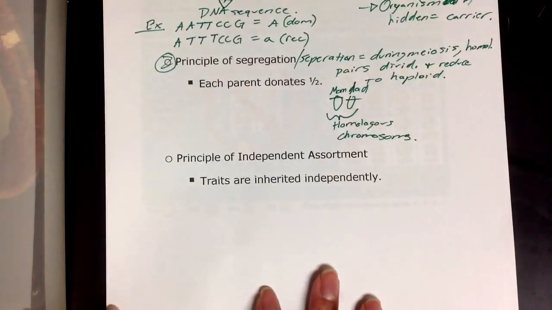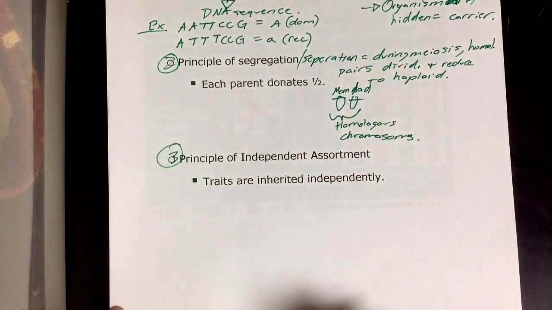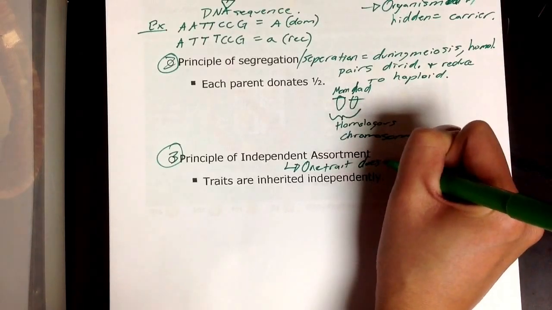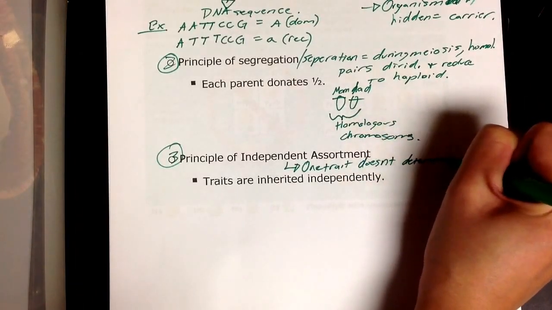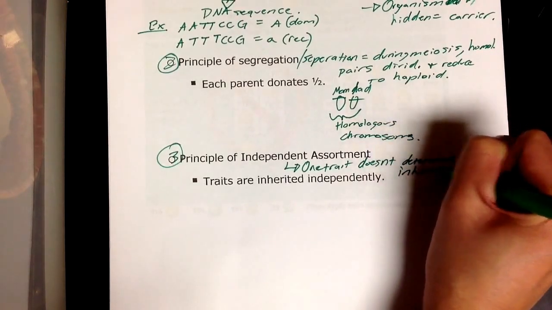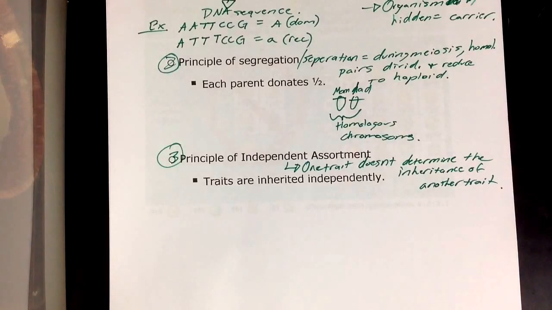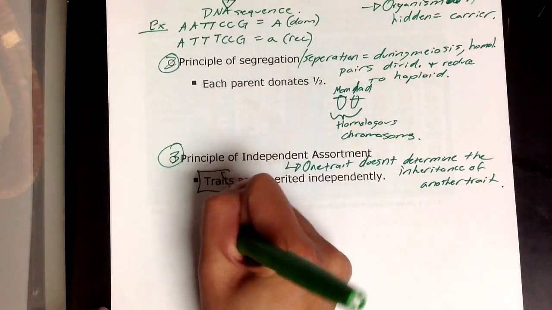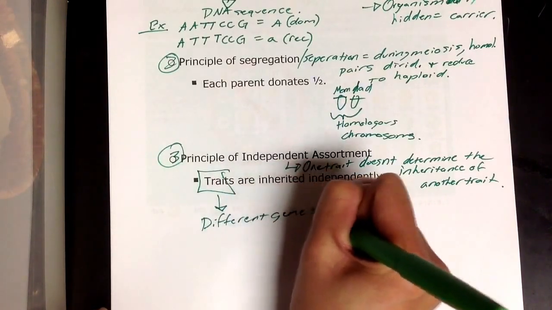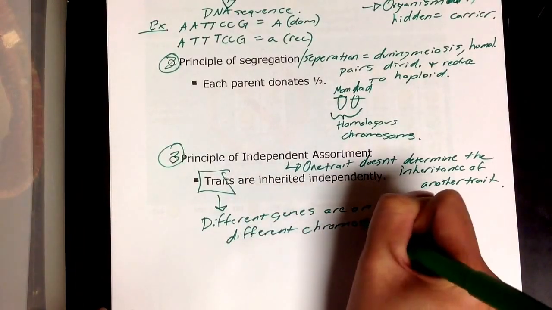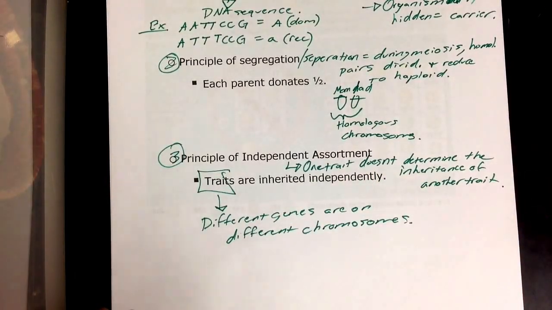The third principle is going to be the principle of independent assortment. In the principle of independent assortment, this just means that one trait doesn't determine the inheritance of another trait. These traits are going to be independently inherited. So basically, that means different genes are on different chromosomes.